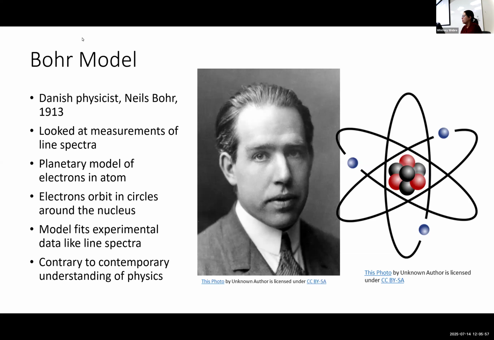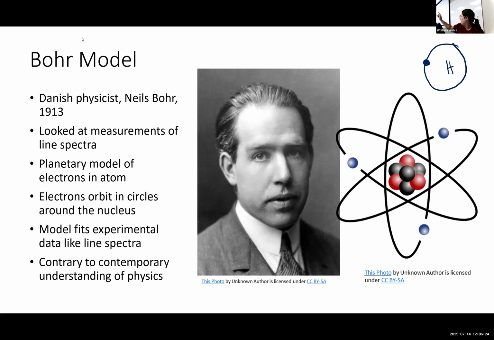When we first learn about electrons, we all start with the Bohr model. I'm going to go quickly through it because the Bohr model is not the most accurate. It's just the start. It's a Danish physicist named Niels Bohr from 1913. He looked at measurements of line spectra and a planetary model of electrons and atoms, and he made an estimation. You might know what I'm talking about, and no worries if you don't.